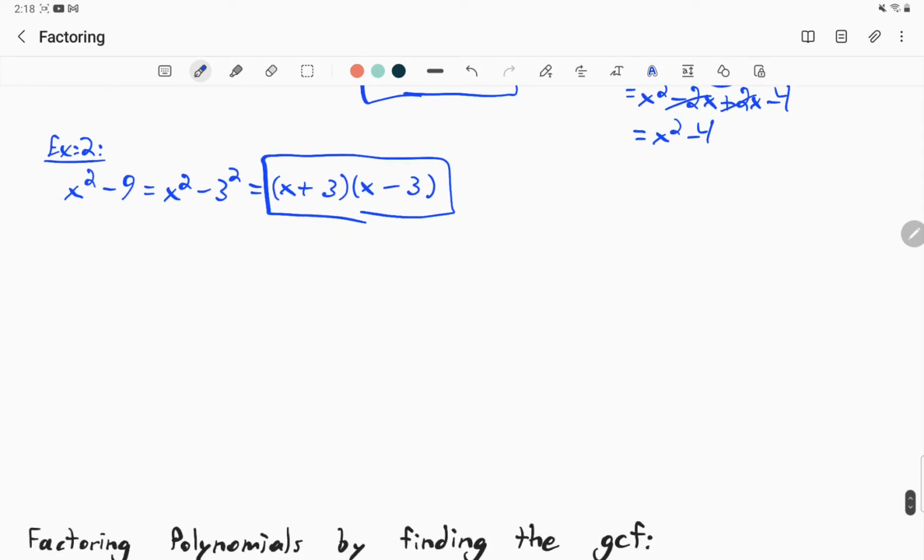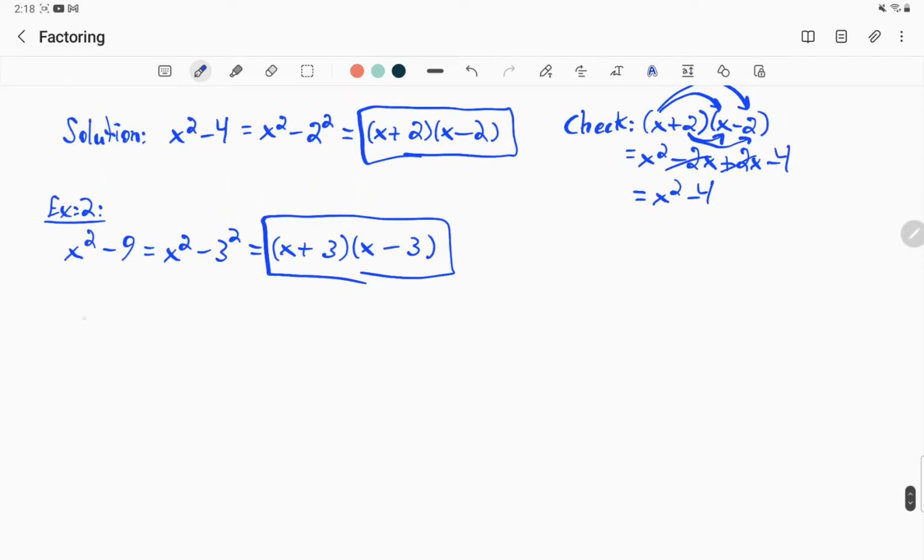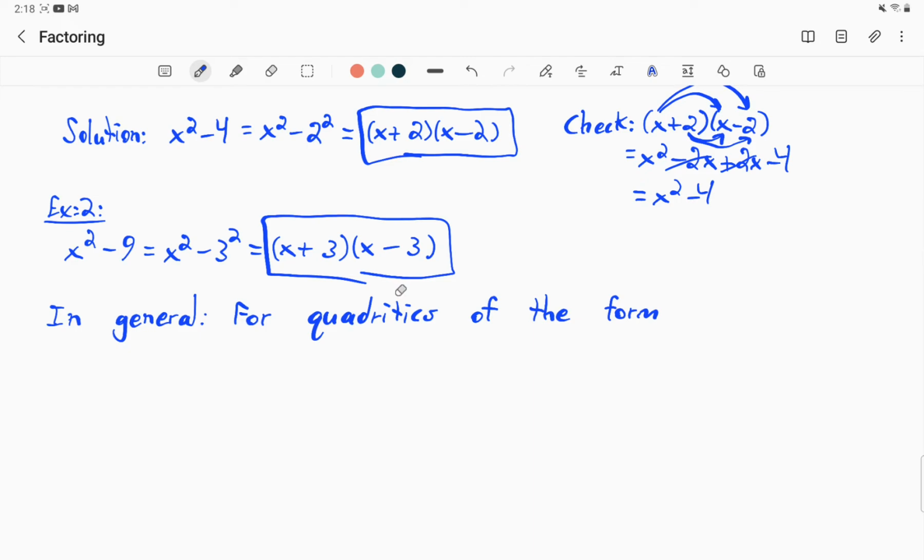I'll just quickly write out how to do it in general. In general, for quadratics of the form x squared minus a squared. Now in math, we want to know how to do examples, but we should also figure out how to always be able to do things. Our goal is to completely master factoring quadratics. So how do we always do that?